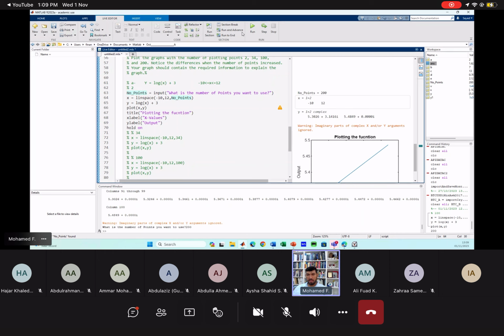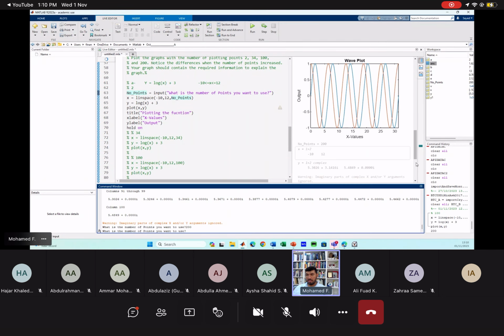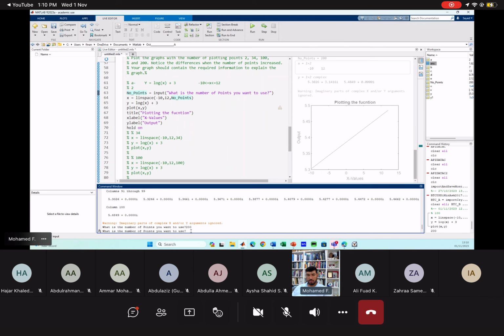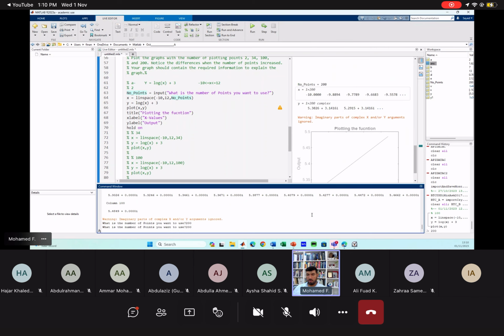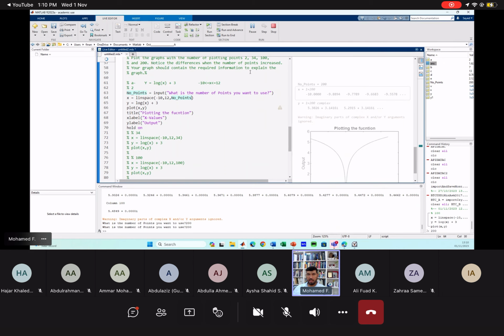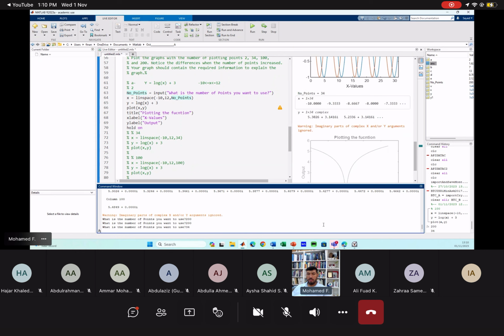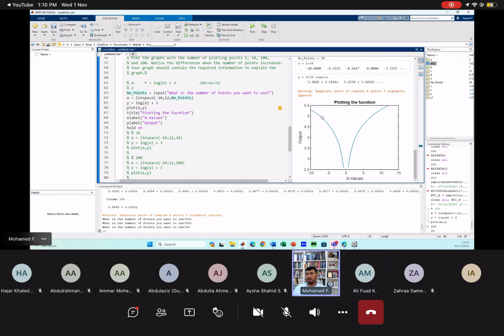So now once I run it again, he would ask me for the number of inputs. I would say 200. Once I say 200, and I click on enter, it will draw it for 200. If I run it again, and I say, for example, 34, now I'm going to see that the output is of 34 points. So it depends on the context of the question. How does it need to be done? Okay.